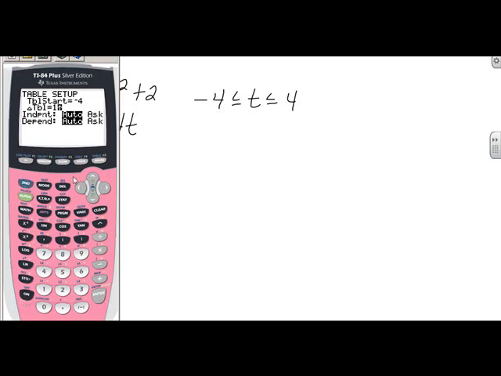Now, if you go to the table, then you see your ordered pairs. The first ordered pair is 18, -16. The second ordered pair is 11, -12. And then you can scroll down this list until you see all of the ordered pairs that you need.